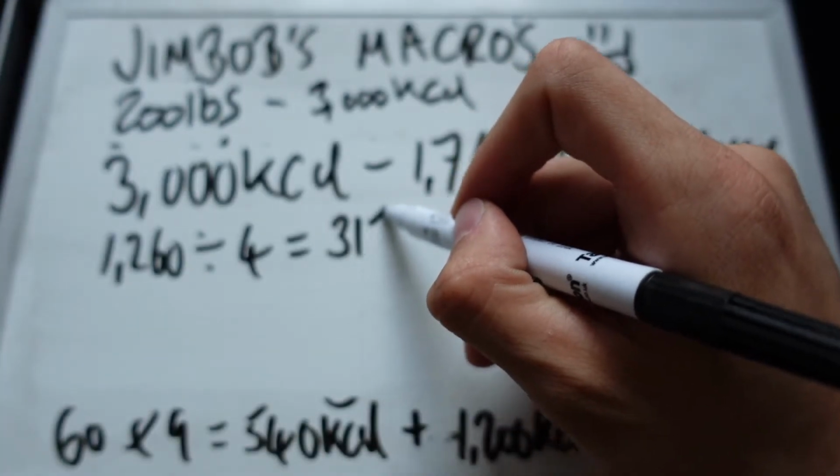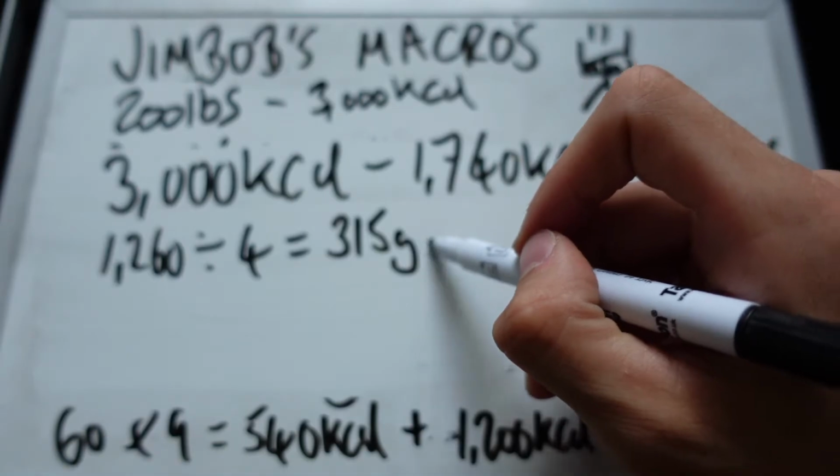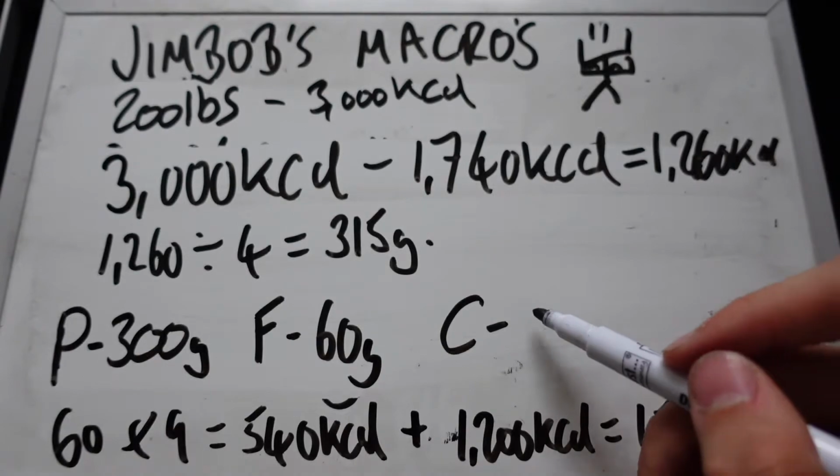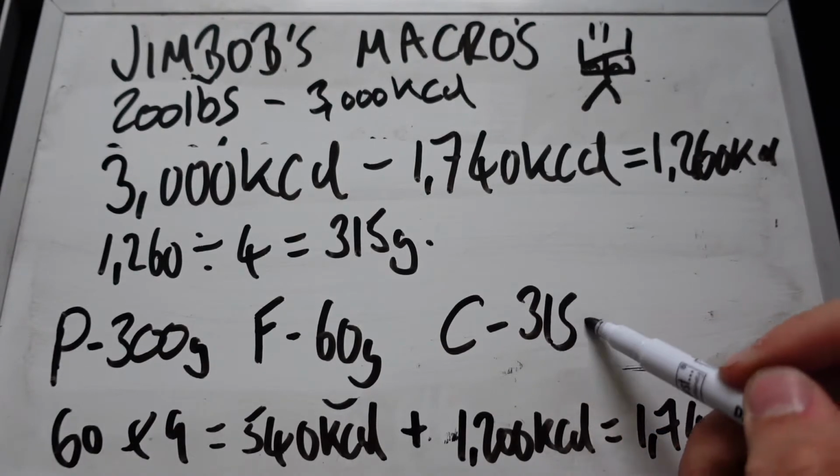Again, carbohydrates are 4 calories per gram. So we do 1,260 divided by 4, and that gives us a grand total of 315 grams of carbohydrates. So Jim Bob's macros: his calories are 3,000, his protein is 300, his carbs are 315, and his fats are 60. And that is how to calculate your calories and your macros.